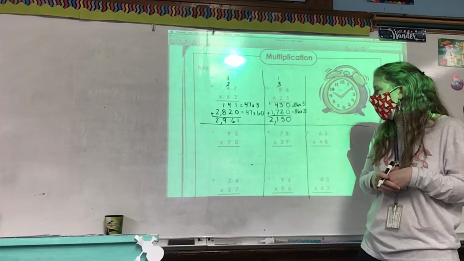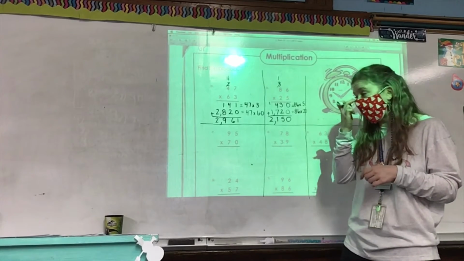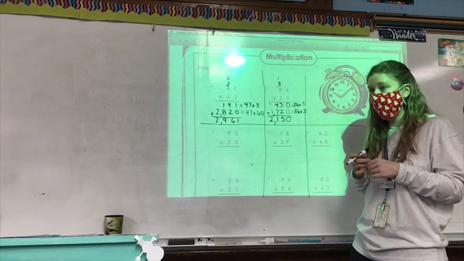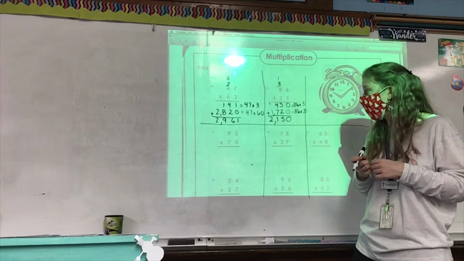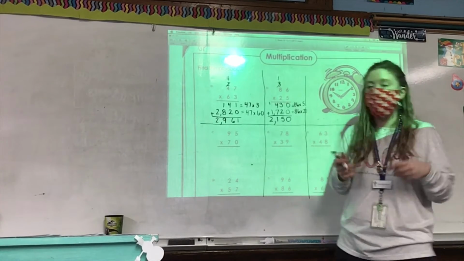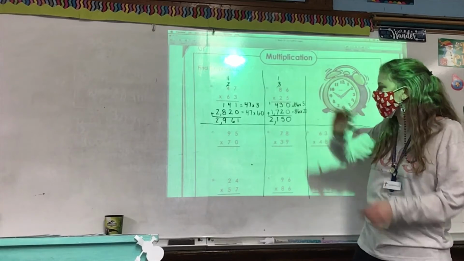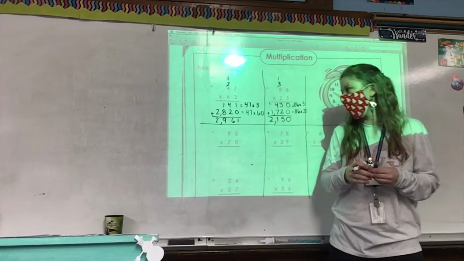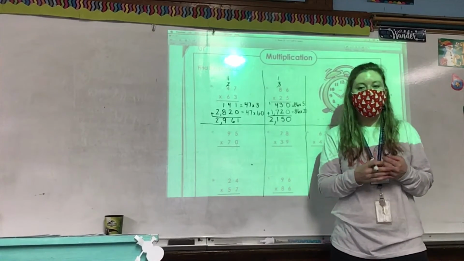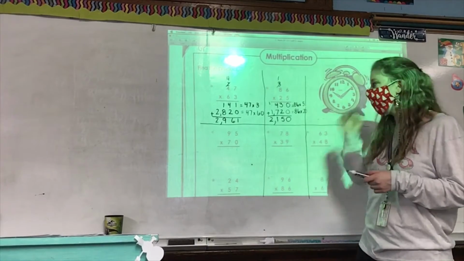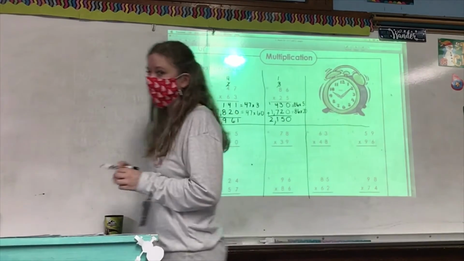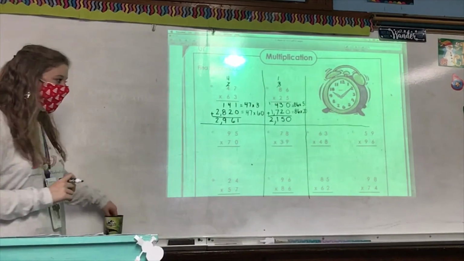So Kingston, that means 430 plus 1,720 is 2,150, which means, class, 86 times 25 is what? 2,150. Okay, now C.